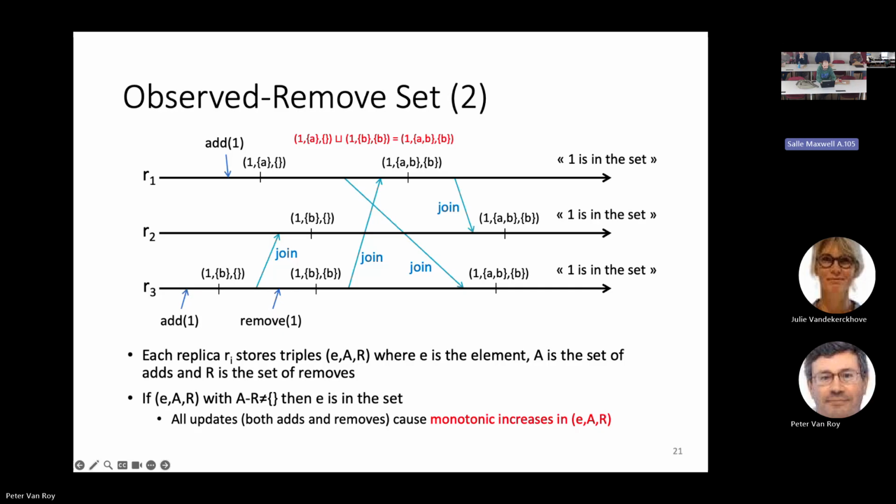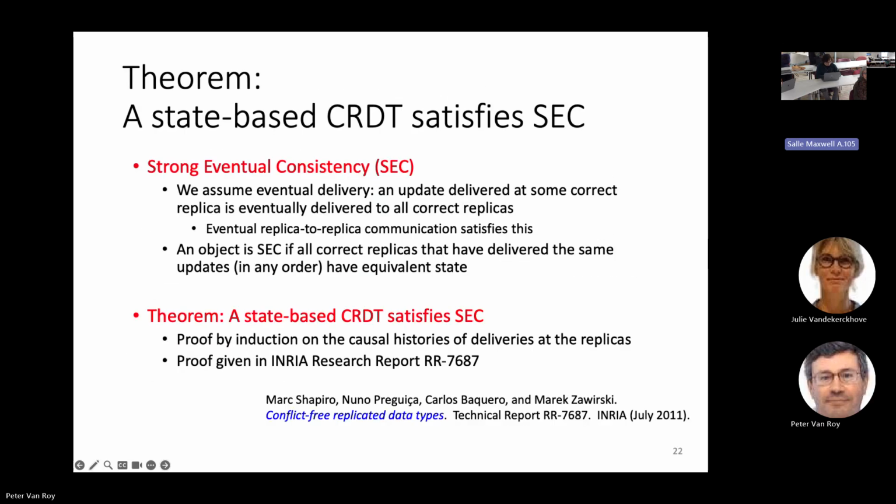So all updates, both adds and removes, cause a monotonic increase in the set. And the theorem, proved by Shapiro and some very nice people I know, Nuno Preguiça, Carlos Baquero, Marek Zawirski, is that a state-based CRDT will satisfy strong eventual consistency in all distributed executions. This was in 2011. So that's the CRDT.